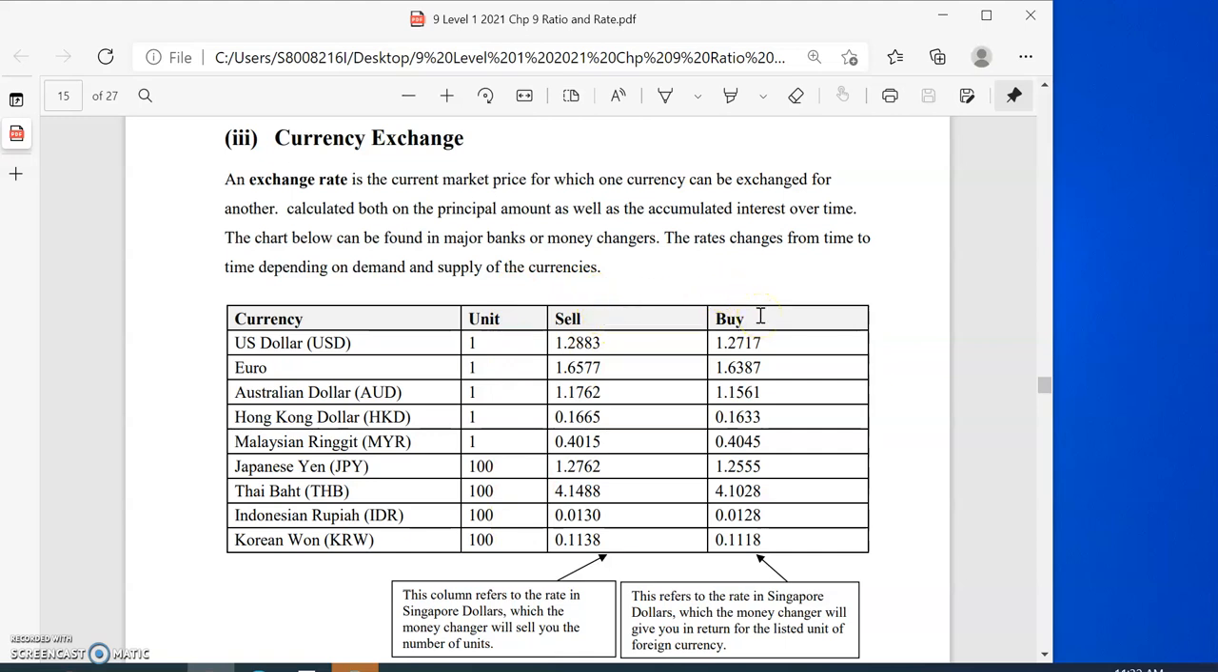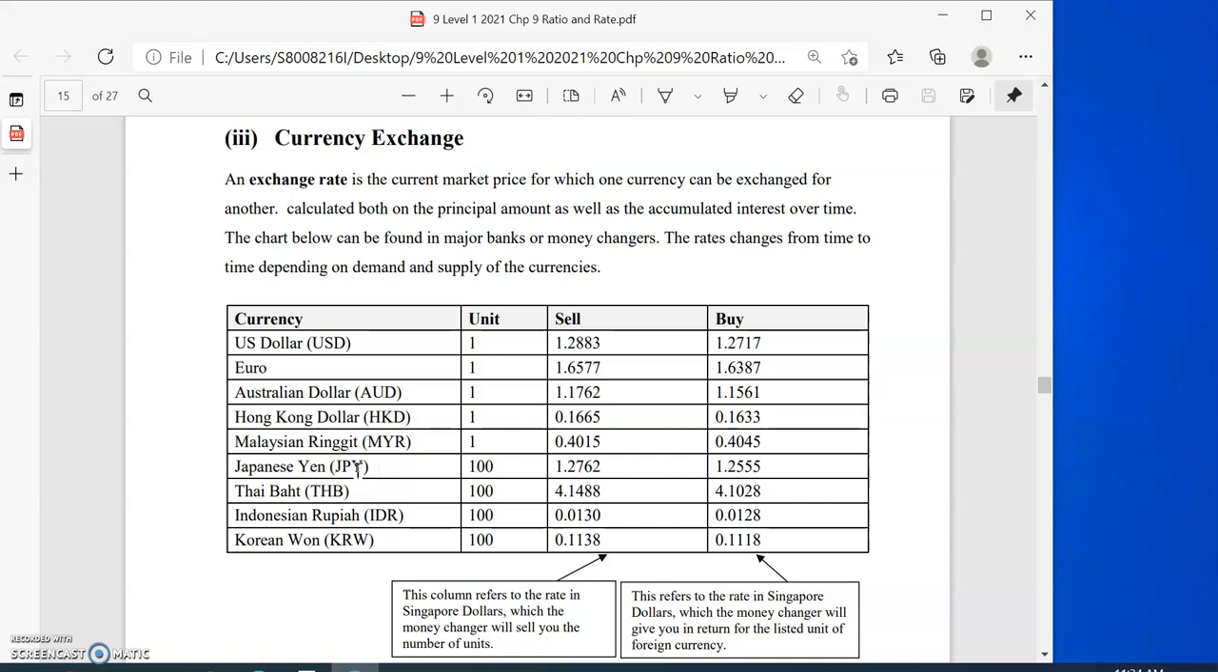In 1978, three-letter currency codes were introduced to standardize the different currencies used. For example, SGD is used to represent Singapore dollar, AUD to represent Australian dollar, JPY to represent Japanese yen. The board is prepared by the money changer.